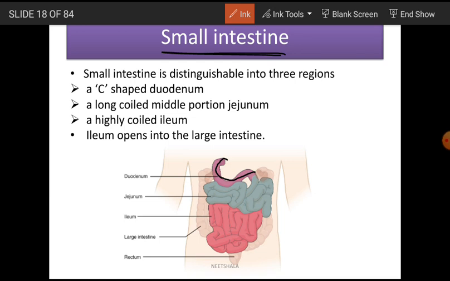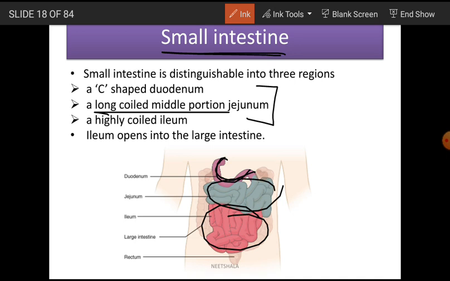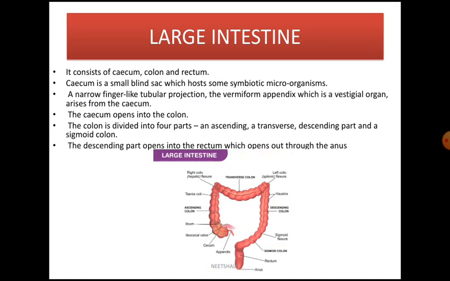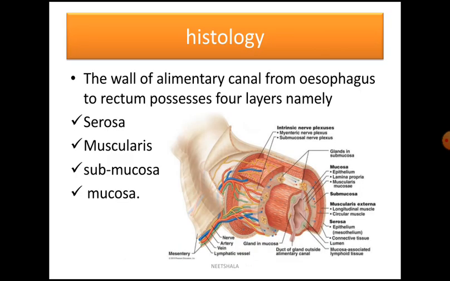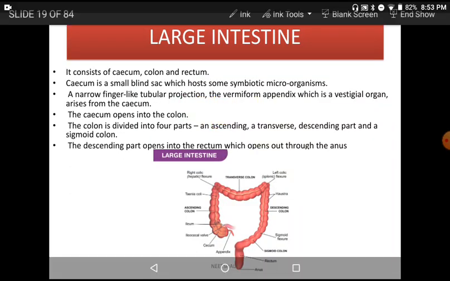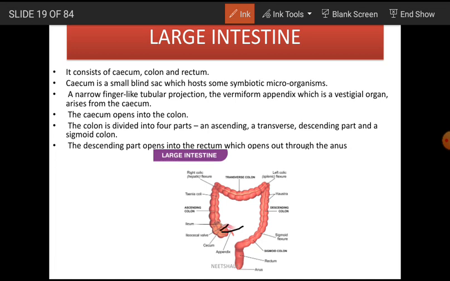Here you can see that it is divided into three regions. The first region is the duodenum, whose shape is C. The second portion you can see is the jejunum. Jejunum is long and it is coiled. The third portion is known as the ileum. Ileum is highly coiled. Now the ileum is going to open into the next region, which is known as the large intestine. So I'll show you a picture of the large intestine here. The ileum is going to open like this into the large intestine.